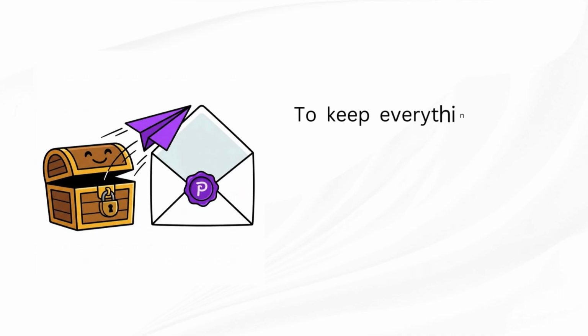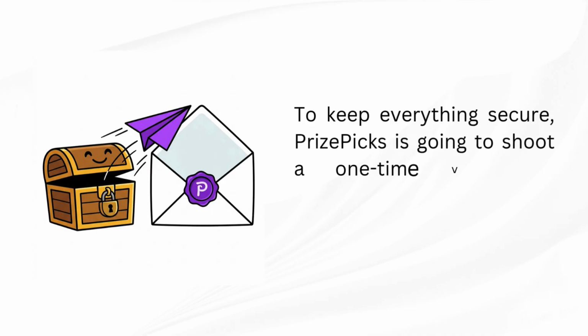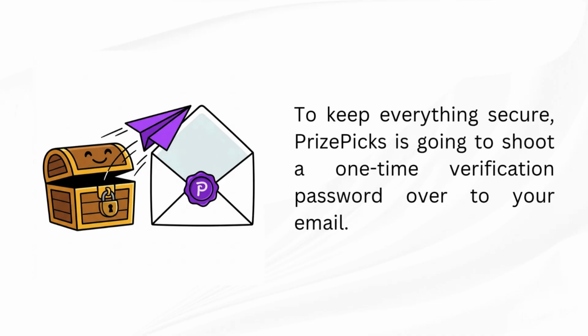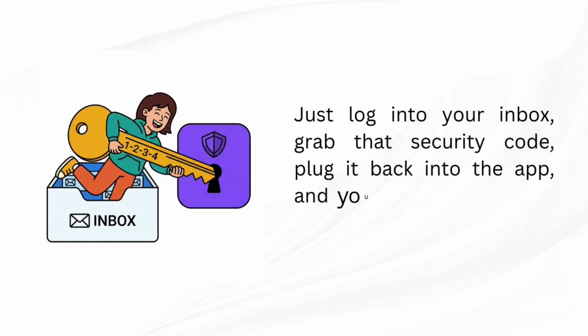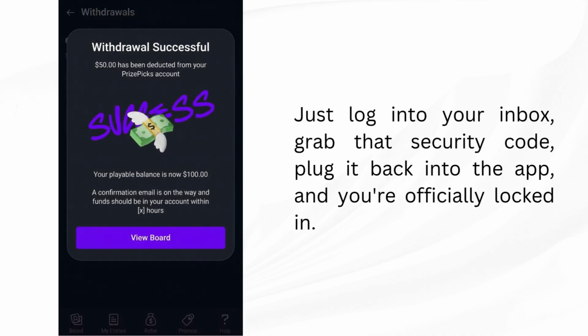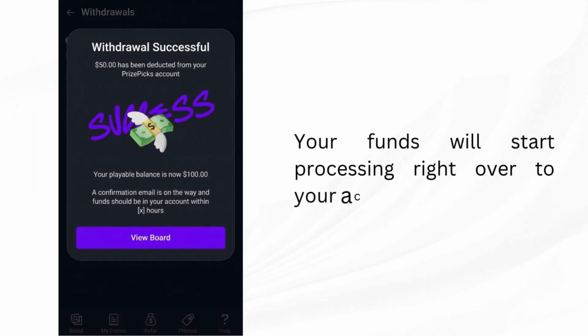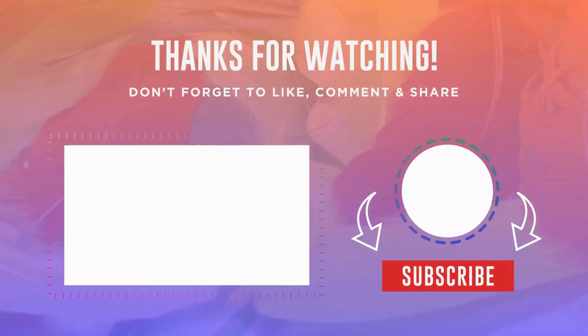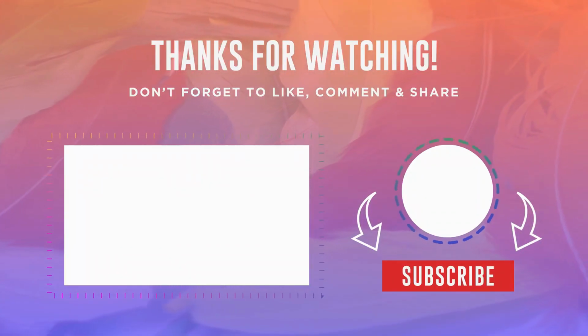To keep everything secure, PrizePicks is going to shoot a one-time verification password over to your email. Just log into your inbox, grab that security code, plug it back into the app, and you're officially locked in. Your funds will start processing right over to your account balance. And that is how you move your money from PrizePicks right into Cash App.